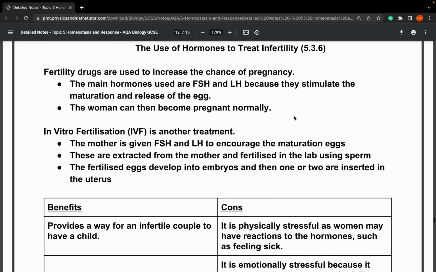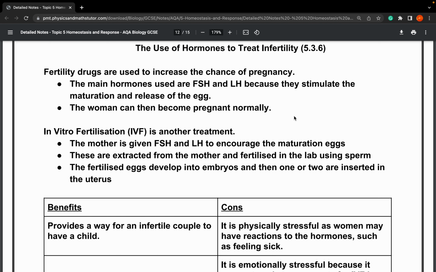Now, how can you use hormones to treat infertility? So now we have used hormones to prevent childbirth. Now the other way: if somebody is infertile, if they are struggling to have a child, how can you use hormones to treat the infertility? Fertility drugs can be used to increase the chance of pregnancy.